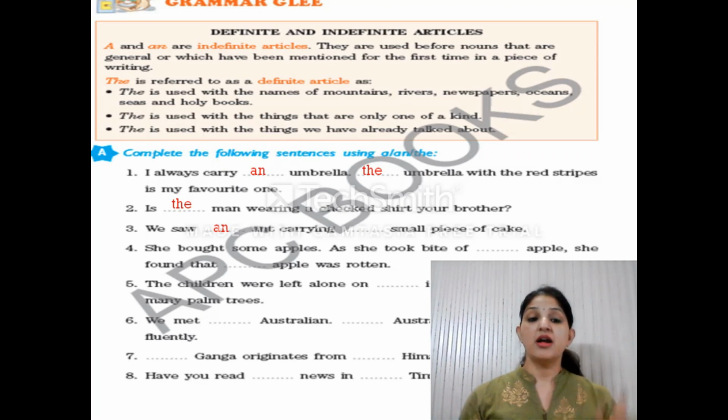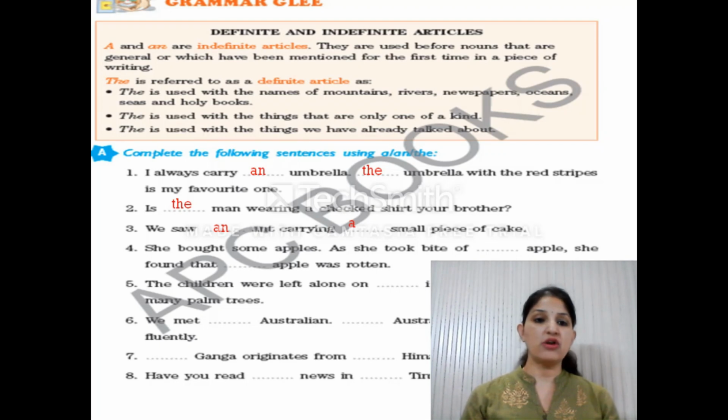Now here we are talking about a piece of cake, so it is an individual piece of cake. So what we will be using over here is a small piece of cake. Okay, in the fourth sentence, she bought some apples as she took a bite of dash apple. Out of some apples she took a bite of one apple.